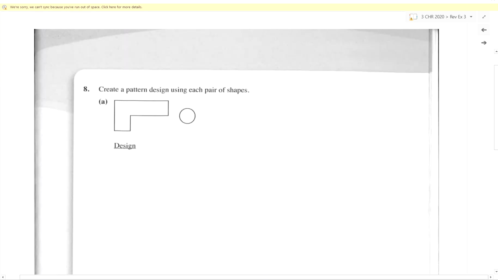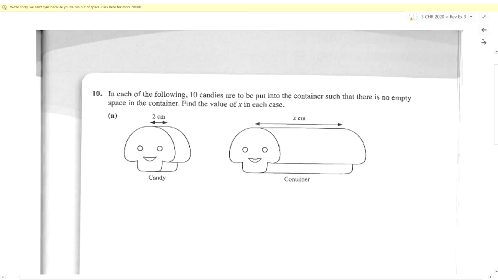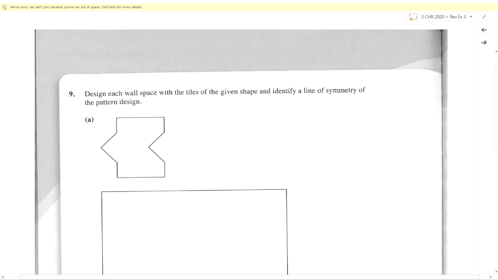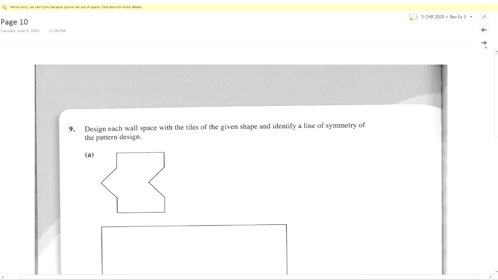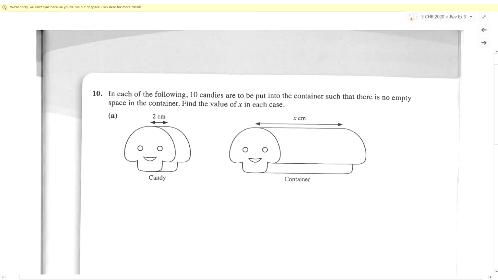Okay, we're going to skip question 8 and question 9 in your workbook because they are just creating patterns. We're going to head on to question 10. You can see that we're going to be finishing our Sec 3 workbook really quickly already. Not many questions left already.